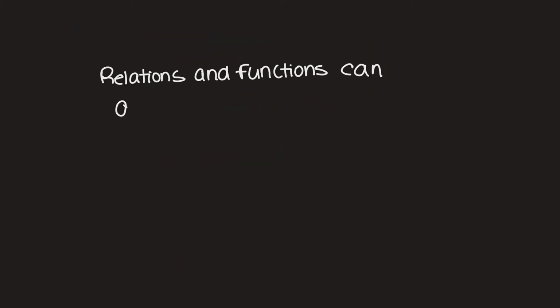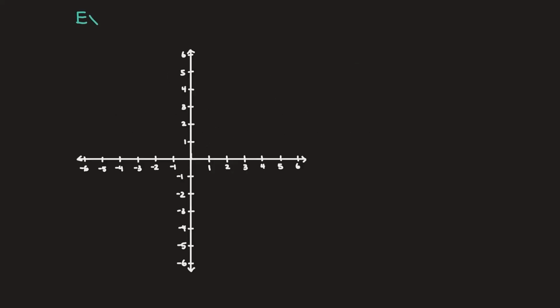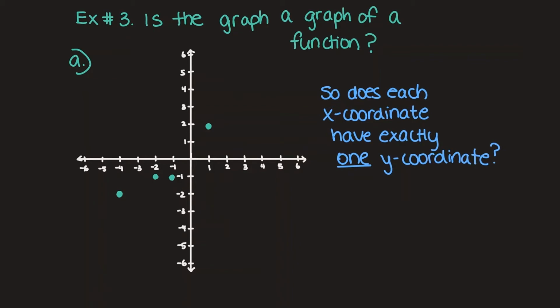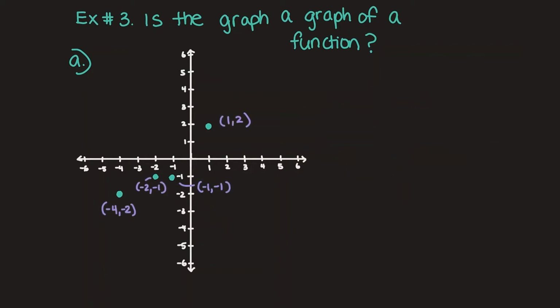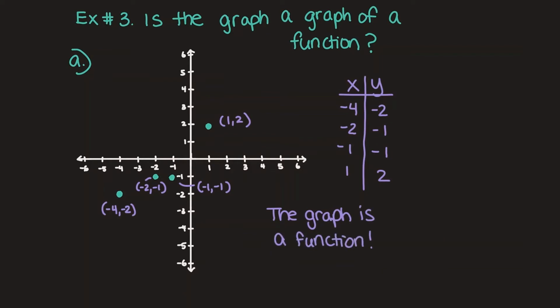Relations and functions can also be described by graphs of their ordered pairs. So for example 3, let's determine whether the given graph is a graph of a function. So does each x-coordinate have exactly one y-coordinate? If it helps, we can organize these ordered pairs in a table. Notice that our x value appears just once for this relation, so we don't even have to check the y value. We can right away say that this graph is a function.